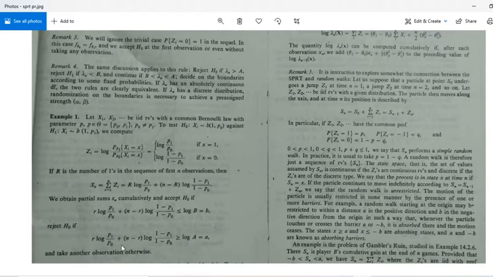Okay, and take another observation otherwise, that means if b is less than r into log of p1 by p0 plus (n minus r) into log of (1 minus p1) by (1 minus p0), less than a, you will take one more observation.